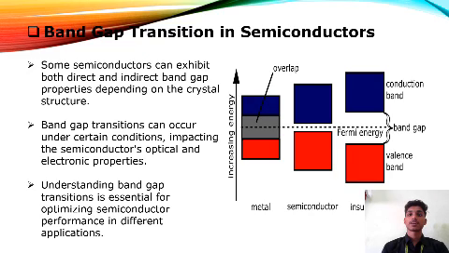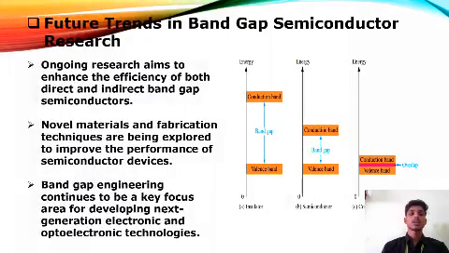Band gap transition in semiconductors. Some semiconductors can exhibit both direct and indirect band gap properties depending on the crystal structure. Band gap transitions can occur under certain conditions, impacting the semiconductor's optical and electronic properties. Understanding band gap transition is essential for optimizing semiconductor performance in various applications. Let us go to the next slide.